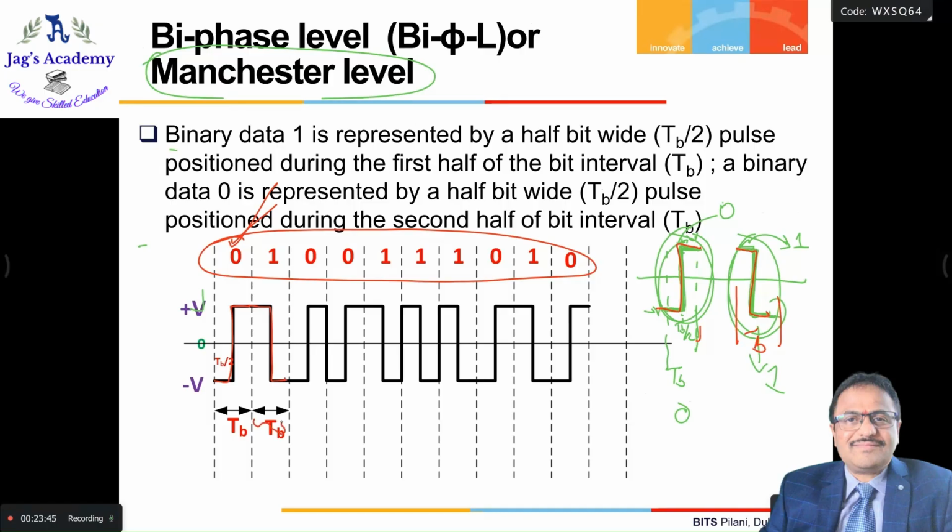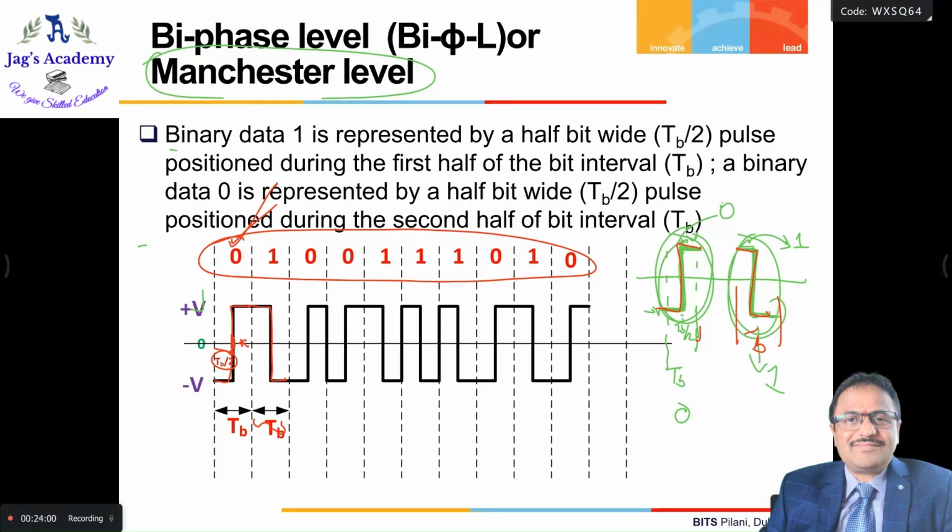But it takes exactly the phase shift at TB by 2. It changes the phase, right? By TB by 2. At TB by 2. This is very important, okay? You don't make it somewhere here. That's wrong. It is at the middle.